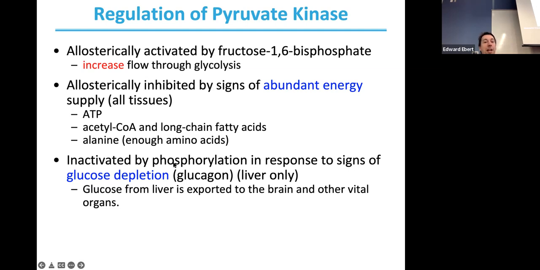Pyruvate kinase is also inactivated by phosphorylation in response to signs of glucose depletion, but only in the liver. So if we start using up our glucose, we're not going to undergo glycolysis in the liver. However, remember the brain and red blood cells only get energy from glycolysis. They're going to keep going. So we have different isoforms that are organ specific. Instead, what will happen is, if we get low levels of glucose in the liver, we stop running that through glycolysis and we export that glucose to go to the brain and other places.